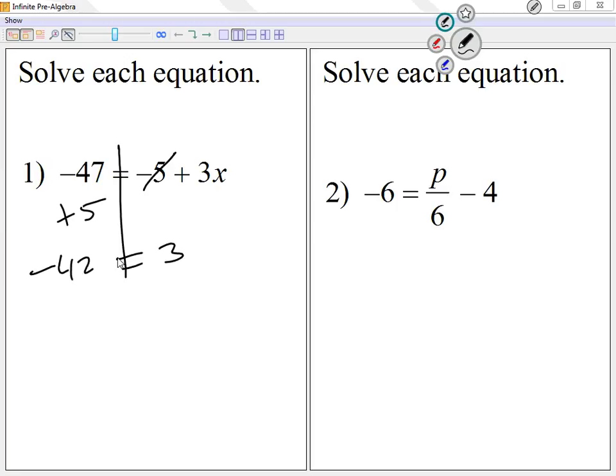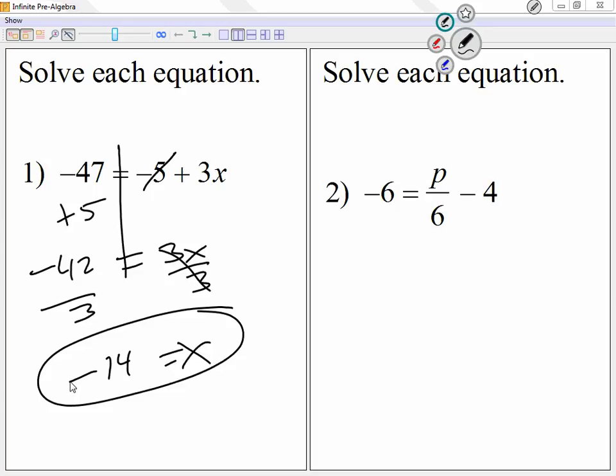This is equal to 3x. So now where I have the x, I notice the 3. When two things are put together, that's times. The opposite of times is divide. So let me divide both sides by 3. I'm going to get that x is equal to negative 14.